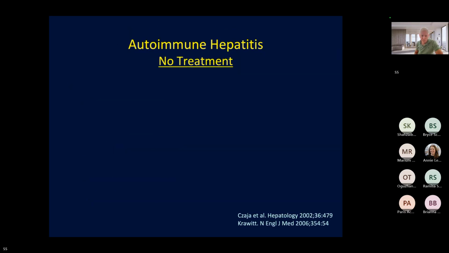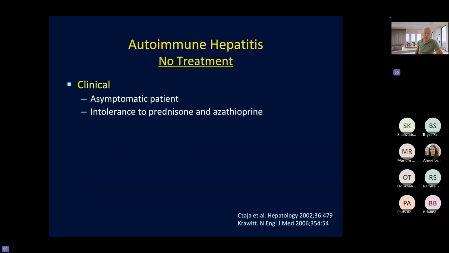Right. Thank you. So again, what really the question we would have to ask in that regard, Bryce, is who do you choose not to treat? What about if your patient is asymptomatic? All right. Well, how do you know if a patient is intolerant to prednisone and azathioprine? Only if they've had experience with the drugs.